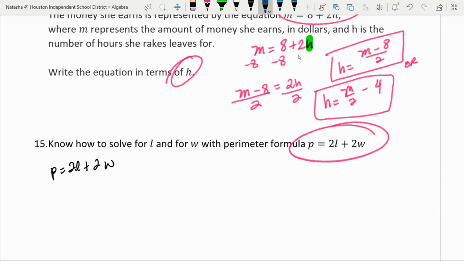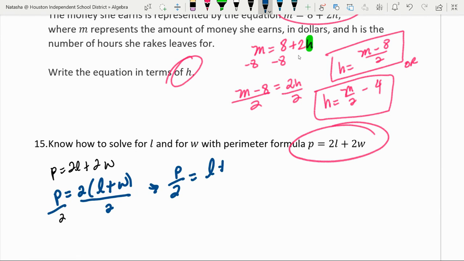So I could technically do this two ways. I can just divide out 2, or I could look at this as unfactoring. So P would be equal to 2 times L plus W. Okay. Then I would divide by 2, divide by 2. So then this equation would become P, that should be 2, not P. So that would be P over 2 is equal to now L plus W, because those two cancel.